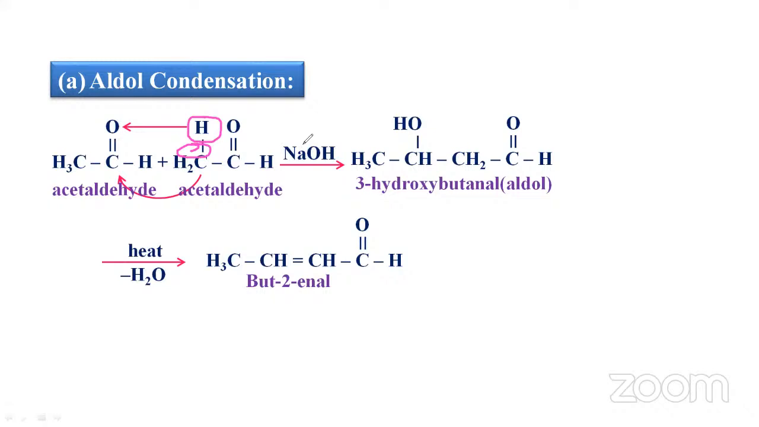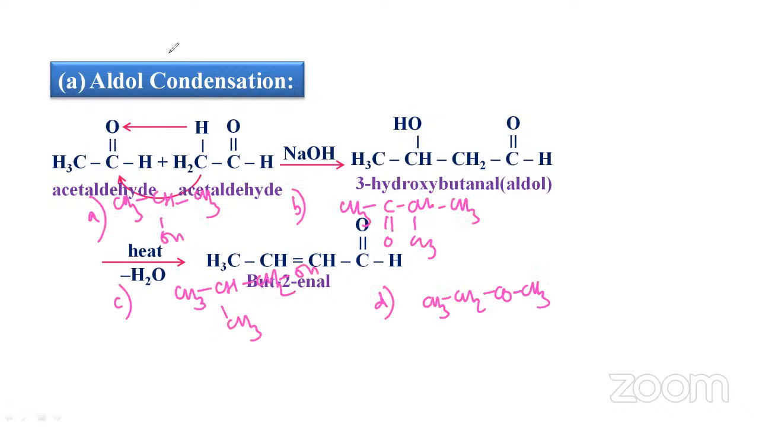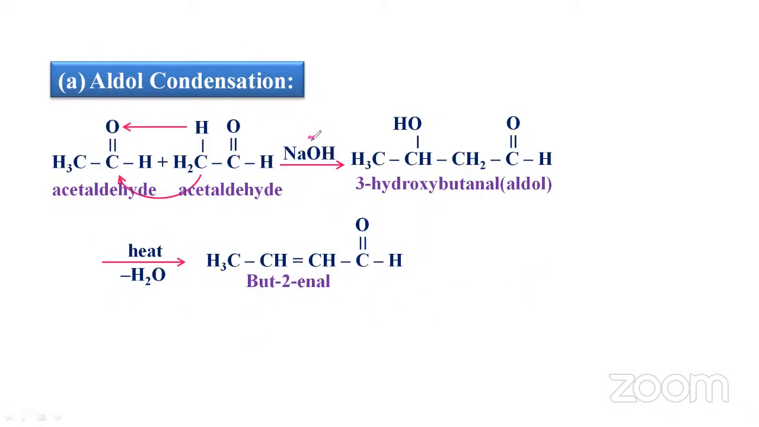Let me show you. So what happens here? The base, this strong base, will abstract your alpha hydrogen. As a result, a carbanion is formed. This carbanion is having a negative charge, so it will attack your carbonyl carbon.